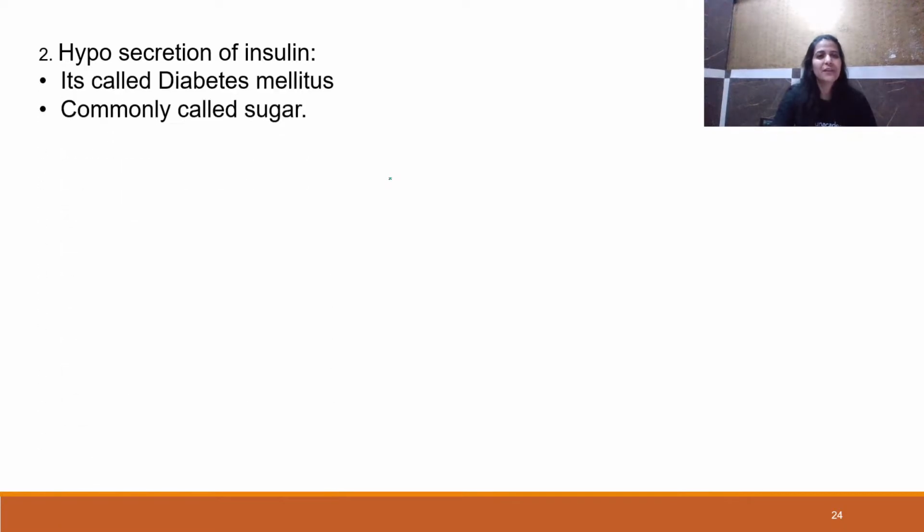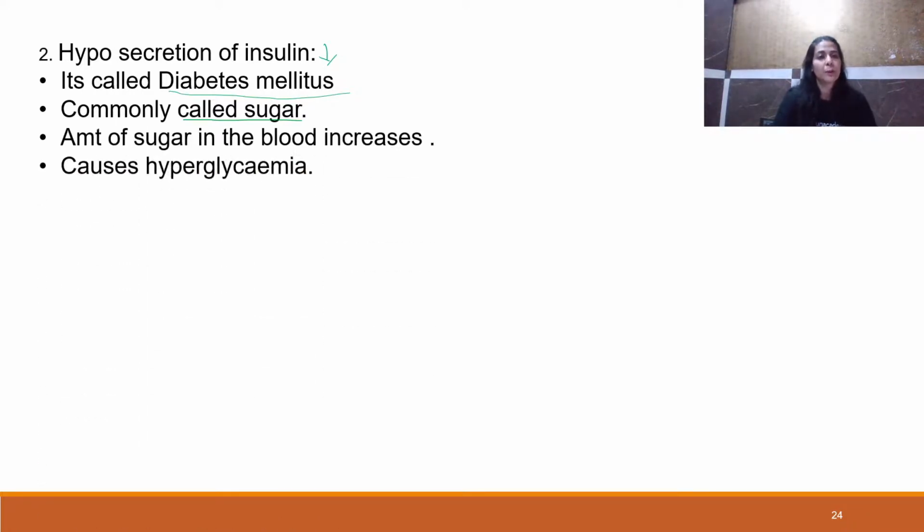Here it comes. Hyposecretion of the insulin leads to diabetes mellitus. The disease is known as diabetes mellitus. In common language, people say they have sugar. The person is suffering from a sugar disorder. Right? It's actually diabetes mellitus. What's the reason? Insulin is not secreted properly in our body. Now here the amount of blood sugar increases. The level of sugar in our blood increases. The condition is called hyperglycemia. Hyper meaning excess, glycemia meaning sugar level, right? So the condition is called hyperglycemia.